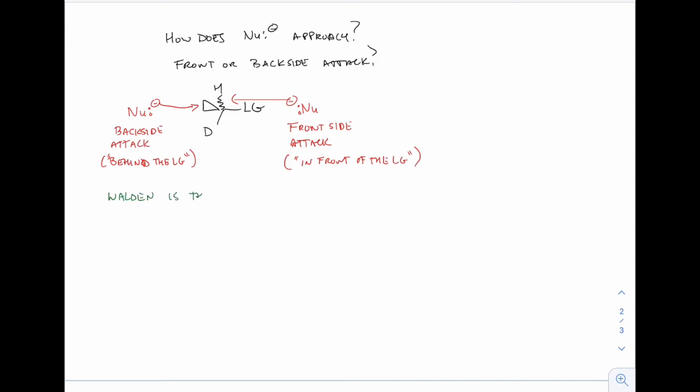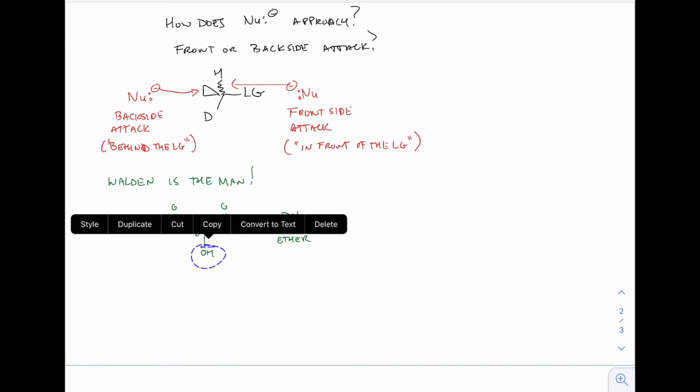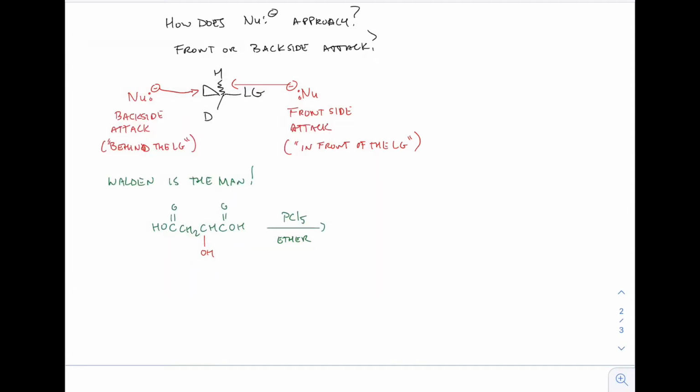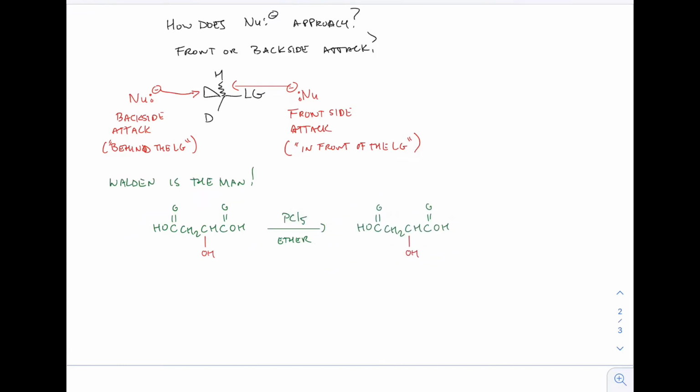And now these two possibilities were a thought, right? But Walden is the man, and he figured it out for us back in like the late 19th century. If only I were like 100 and some odd extra years old, right? So we've got this compound right here. What I'm going to do is draw out a bunch of sequential reactions, and they're going to help us explain why we know the approach of the nucleophile for Sn2 reactions, okay?